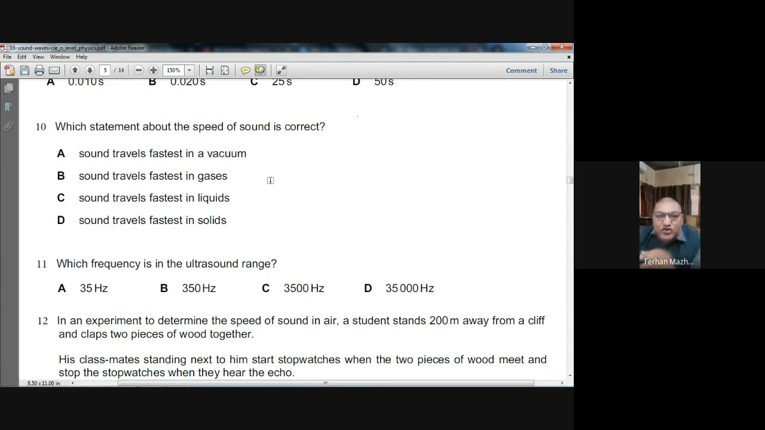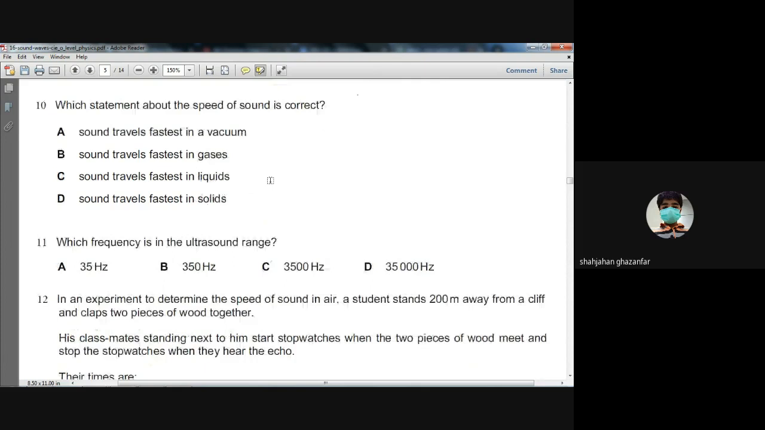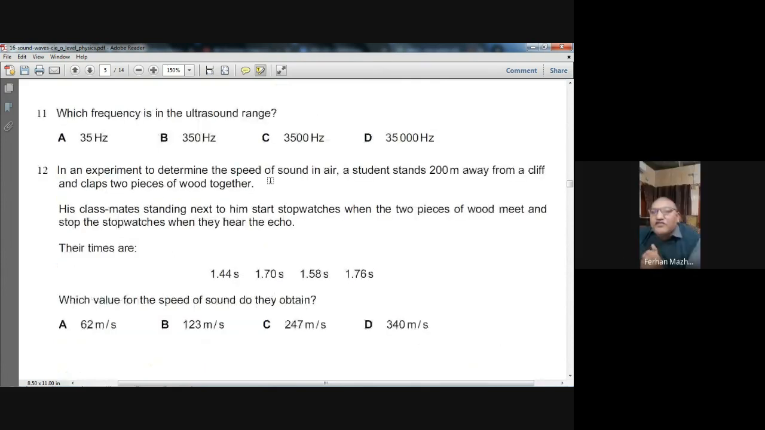Is it clear? Yes, sir. Okay. Next question, question number 11. Which frequency is in the ultrasound range? Ultrasound is those sound waves whose frequency is more than 20,000 hertz. So what is the option? D, 35,000 hertz, that is more than 20,000 hertz, more than the audible frequency range, so that's why this is called ultrasound. So D is the choice for question number 11, okay?